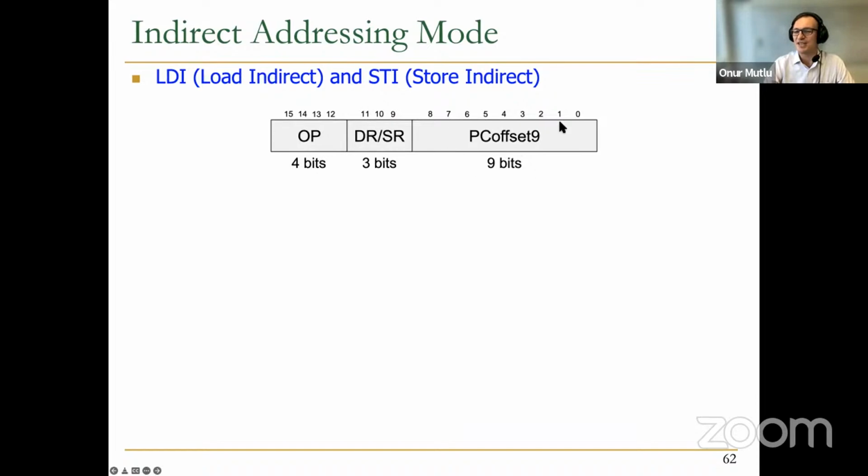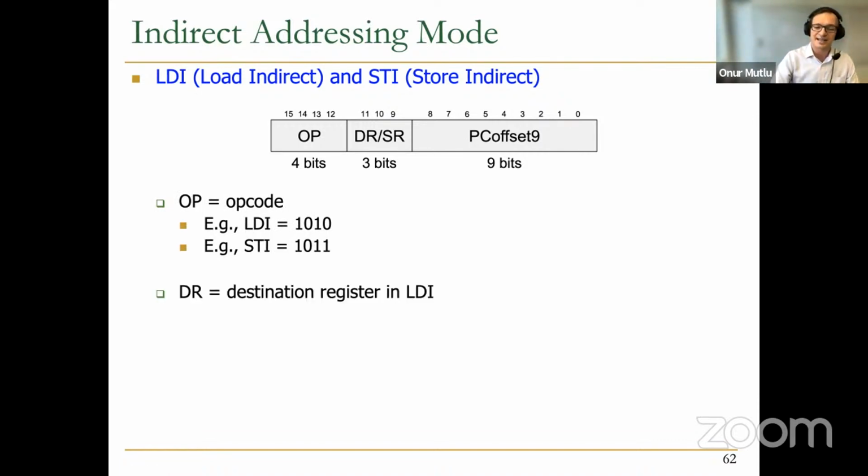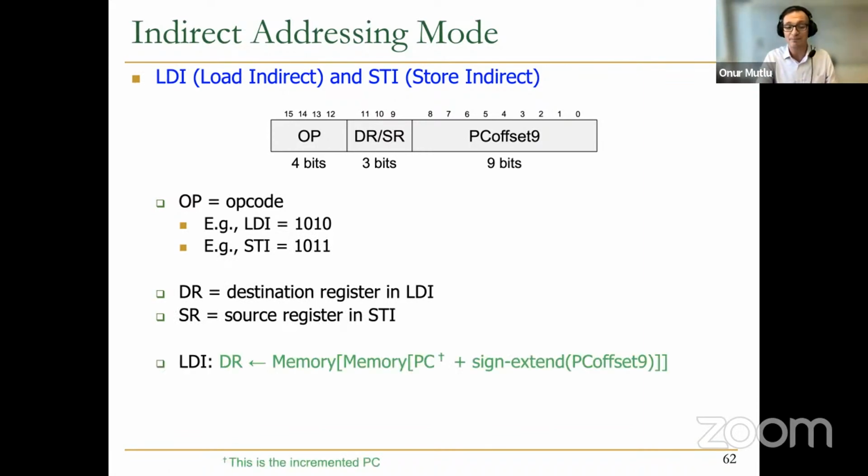You again have PC plus offset, a PC offset over here. You have an opcode and destination register, source register, depending on the load and store. So what's different? Let's take a look. The difference is address calculation and opcode. So opcode is different. LDI, LD indirect, STI, ST indirect. DR is destination register, and SR is source register in LDI and STI respectively. This is what's different, basically. How the address is calculated and how the memory is accessed.